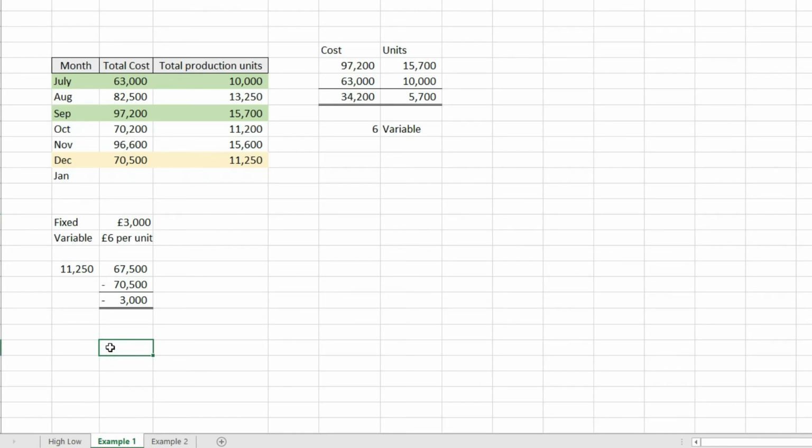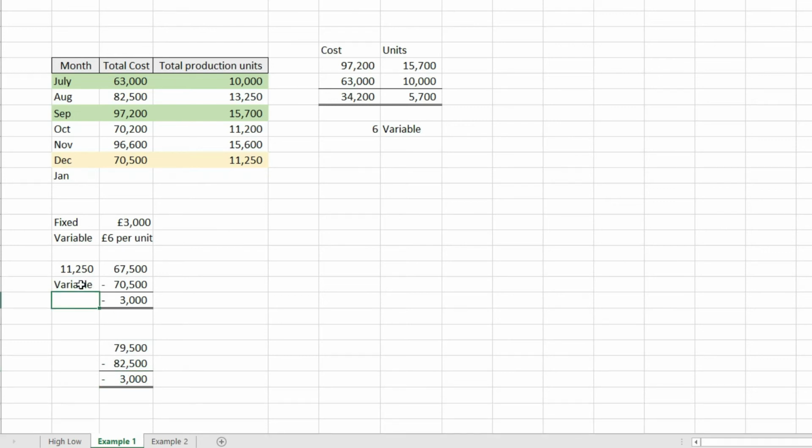the fixed cost element. So if we take, let's take this 13,250, times that by 6, and then I'm just going to take off the total cost there, then that again shows me that fixed cost is £3,000, whereas the variable cost is £6.